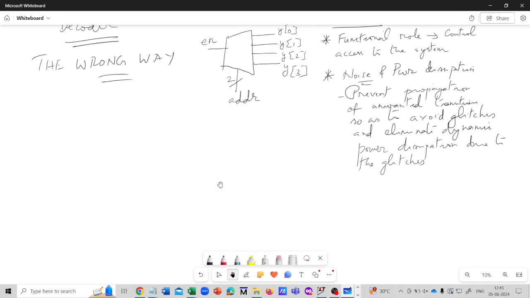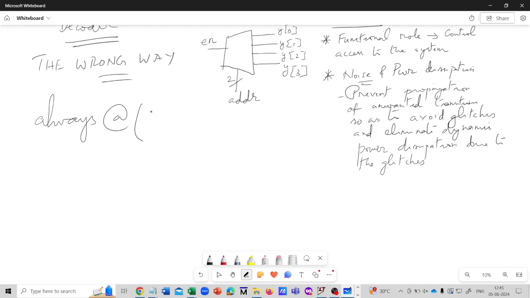So I'm explicitly discussing this wrong way because naturally the tendency might be to write the behavioral model in this fashion. So let us see what is the wrong way. Again, we start with the always block.